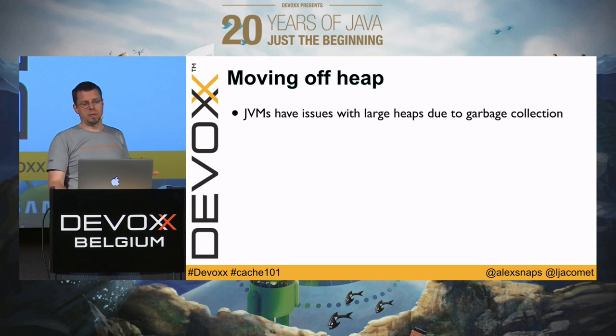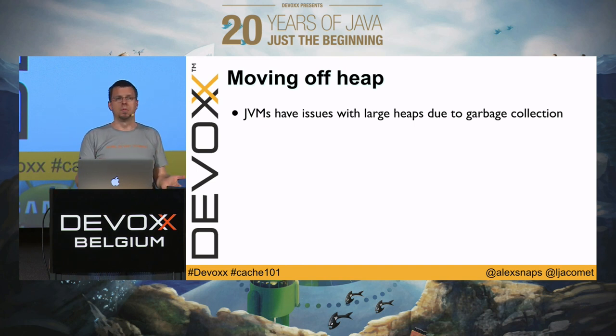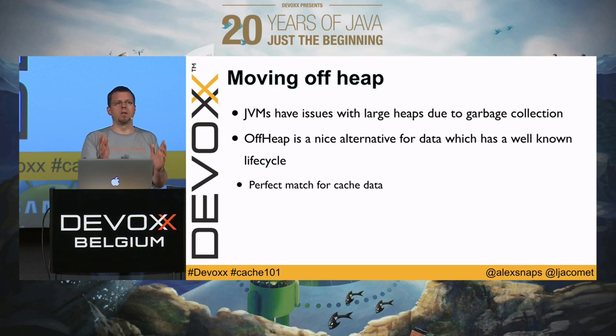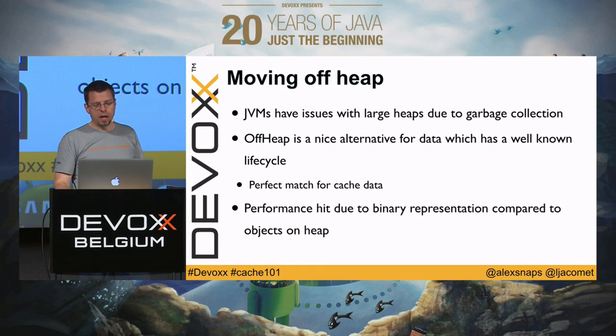The reason for going off-heap is that, as you all know, JVMs have issues with large heaps, mostly due to garbage collection. While garbage collection is great, it suffers from a size problem. Off-heap is a really nice alternative for data that has a well-known life cycle. That's exactly a cache: expiry, eviction, a pretty well-known life cycle, all controlled by the cache itself and depending on your access patterns. So it's a perfect match. Of course, when you move off-heap, you can't use your plain old Java objects directly, because you're no longer on the heap. So you have to serialize them, moving to a binary form. That takes time, both writing and reading. But it's a great way of scaling to potentially hundreds of gigs without impacting your garbage collection times.